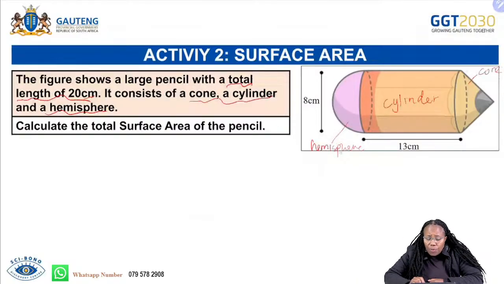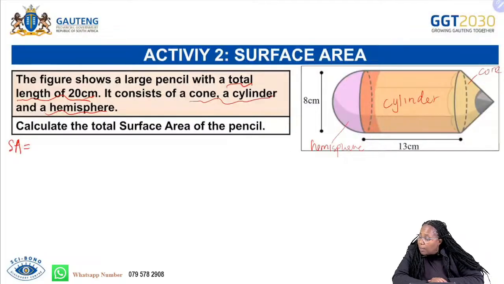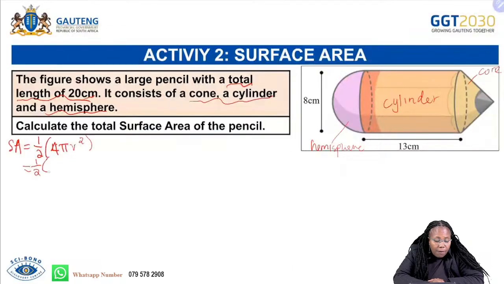Now let's start. We are going to calculate the area of a hemisphere. The area of a hemisphere will be half, because now it is half of a sphere, right? 4 pi r squared, and then it's half of 4 by pi by the radius. Now we are given 8 centimeters as the diameter.